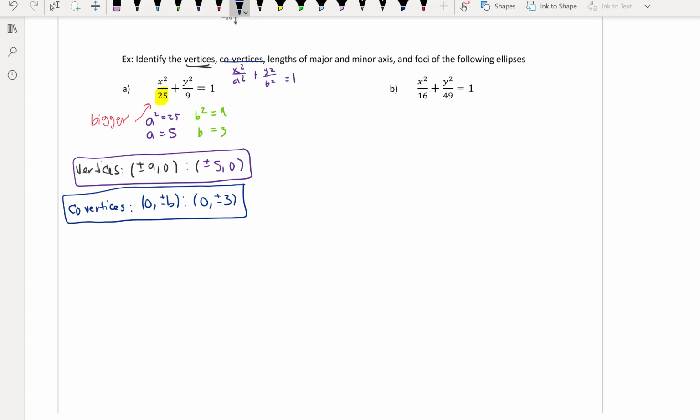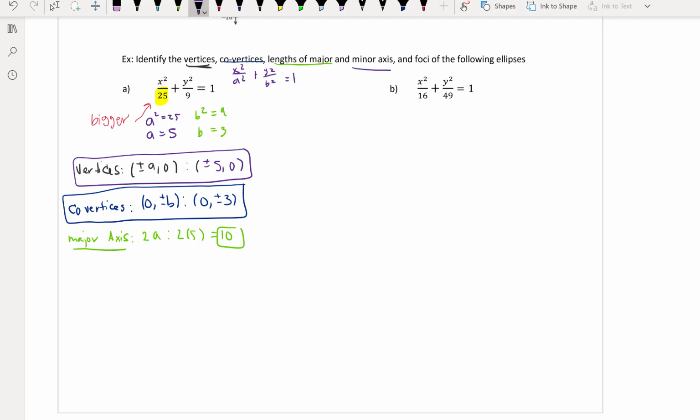Now it wants the length of the major axis. So, length of the major axis. Remember, I have all the equations up above, it's 2 times a. In this case it would be 2 times 5, so that would give me 10. So the major axis is equal to 10.